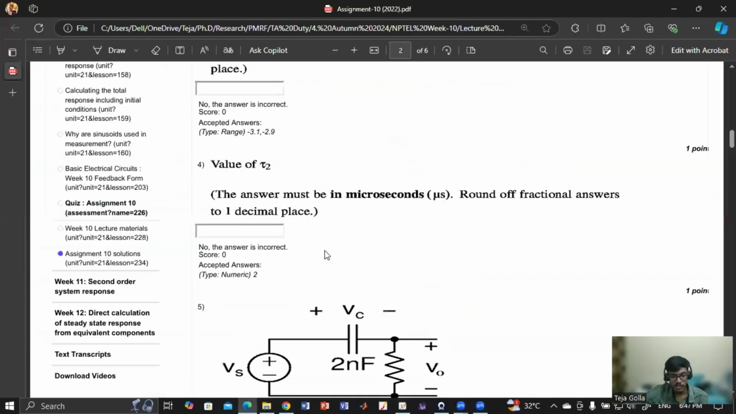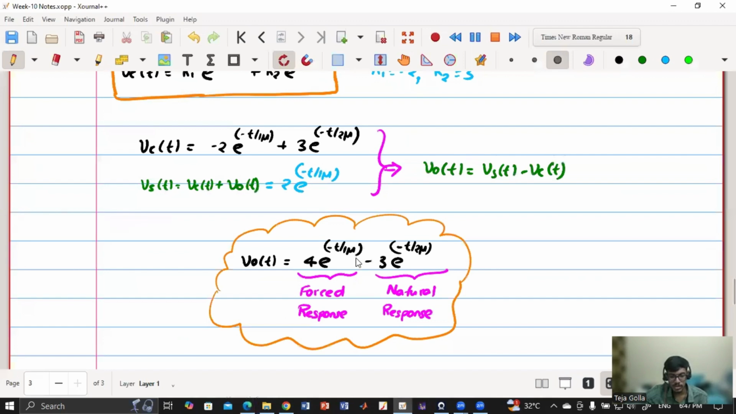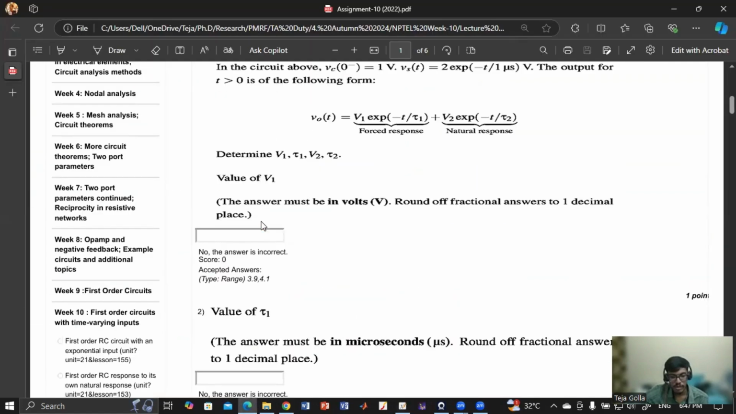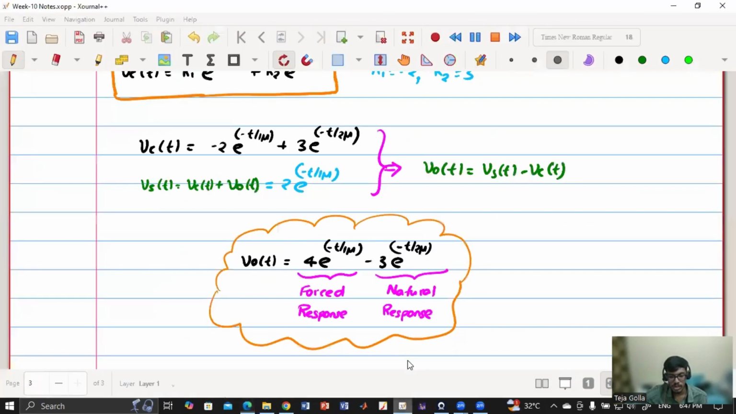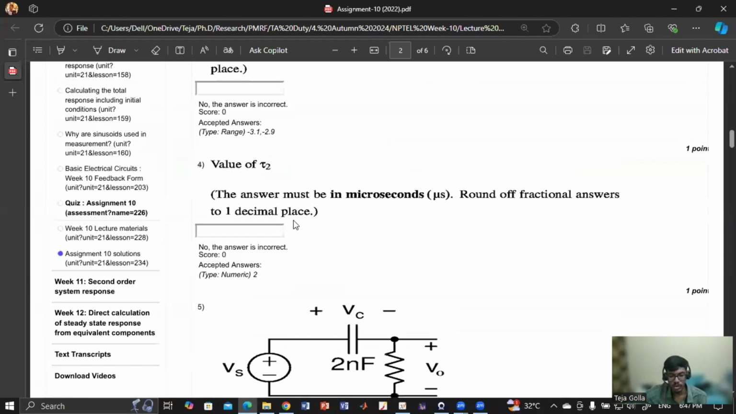In the question, if you see, they have not given what tau 1 and tau 2 are. So you have to understand which exponential term corresponds to the forced response and which corresponds to the natural response. I know this first term is the forced response because it is a scaled version of the input. So here V1 and tau 1 are 4 and 1 micro. So V1 is 4, tau 1 is 1 micro. They are asking in microseconds. And V2 and tau 2 are minus 3 and 2. So V2 is minus 3 and tau 2 is 2. So that's how we got it. Is that clear?